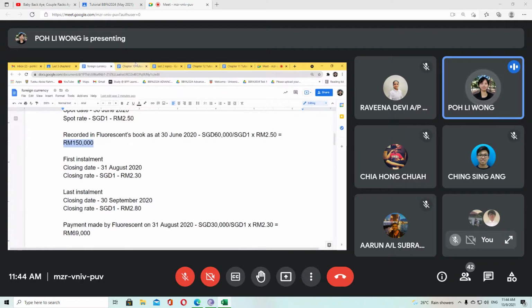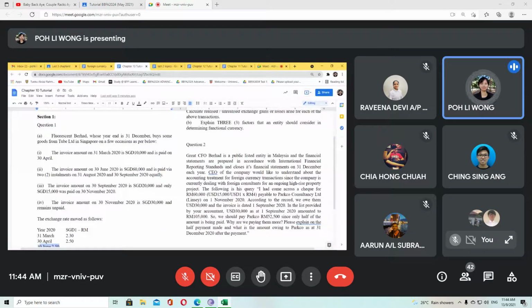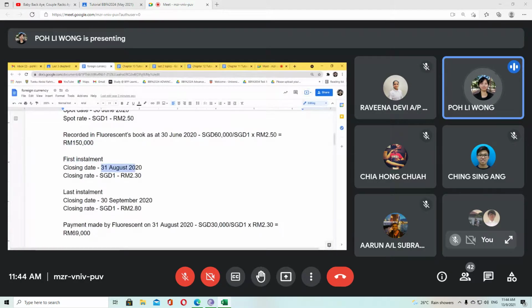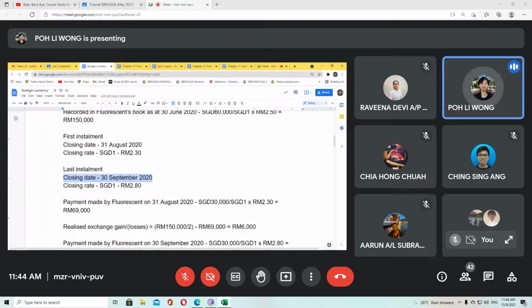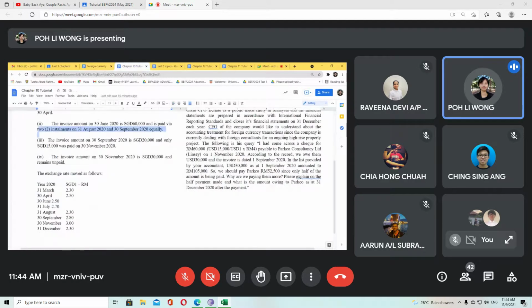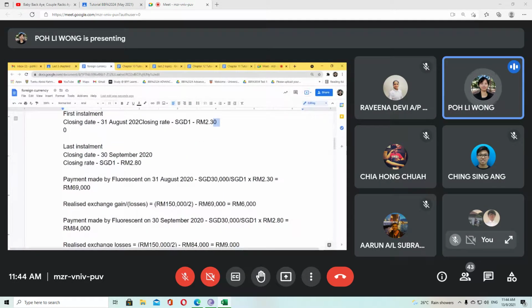So we have our first installment and last installment because the question mentioned paid via 2 installments equally. So the first installment will be paid on 31st August. Last installment will be paid on 30th September. So we need to identify the closing rate. The second closing date was 30th September. So for your first installment, your closing rate based on 31st August will be 2 ringgit 30 cents. Then the next one, 2 ringgit 80 cents. Okay, so payment made by Florissant on 31st August 2020 will be 30,000 times 2 ringgit 30 cents. So you get 69,000. So realized exchange gain or loss.